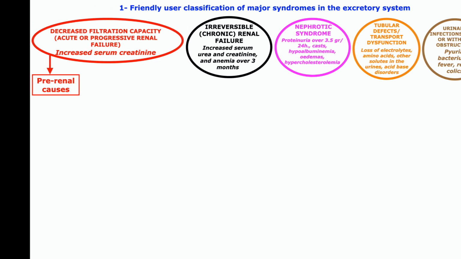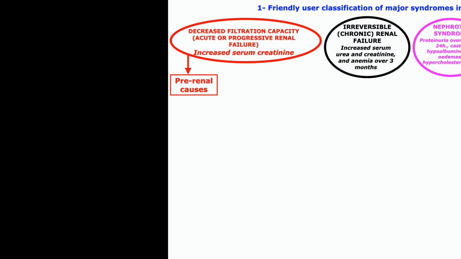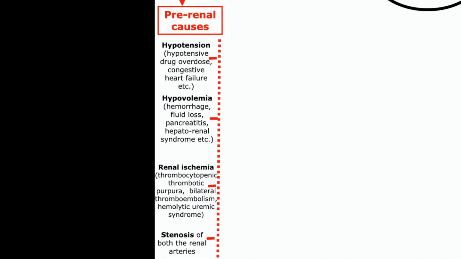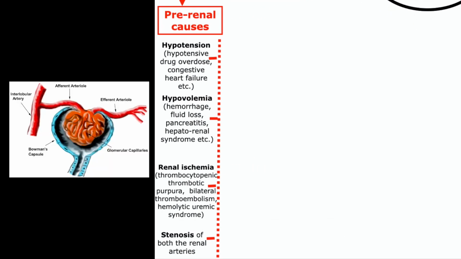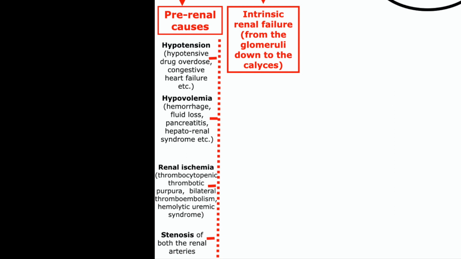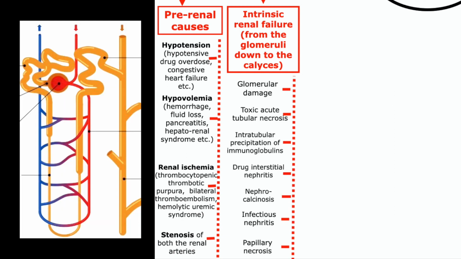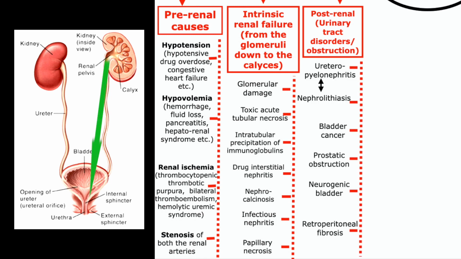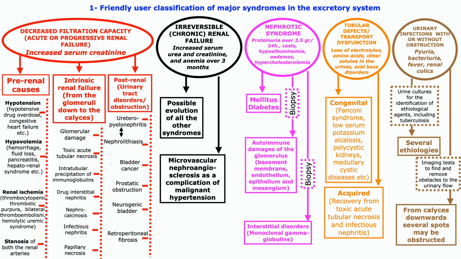The main causes of filtration impairment are 3, namely A. Pre-renal causes, that's what may happen before the afferent arteriole, extremely important to diagnose quickly because may be reversible. B. Intrinsic renal causes, from the glomeruli to the calyces. And C. Post-renal, from the pelvis down to ureters, bladder, and urethra. The table guides the clinician to a practical differential diagnosis.